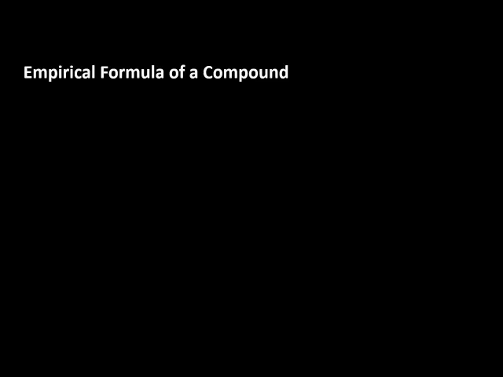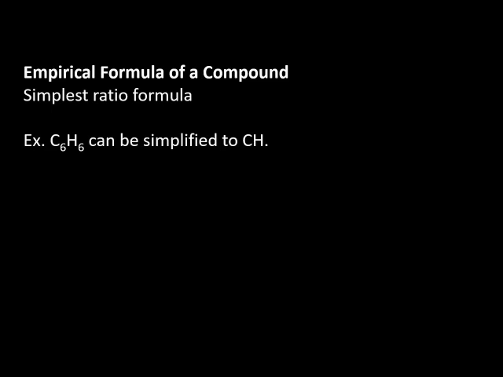Today we're going to talk about the empirical formula of a compound. By definition, the empirical formula is simply the simplest ratio formula. Sometimes you've got a situation where your simplest ratio formula can actually be your chemical formula. In this example, C6H6, you'll notice that we reduce the subscripts to their simplest ratio, 1 to 1, then we get CH.